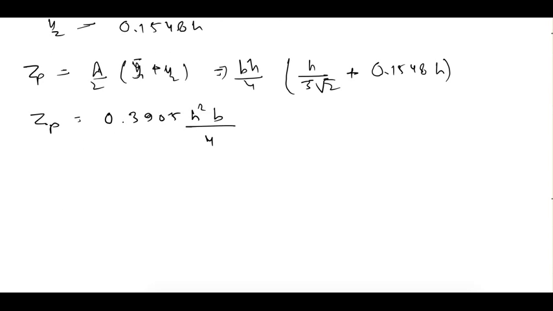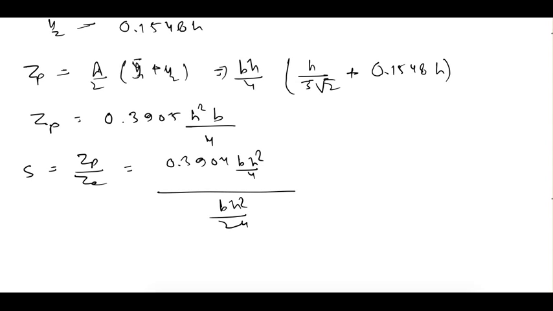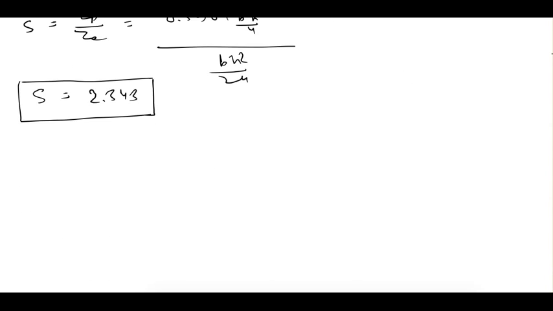So shape factor, that is equal to Zp upon Ze, it is equal to 0.3905 b h square by 4 divided by b h square by 24. So from here S is equal to 2.343. This way we can calculate for a triangle.